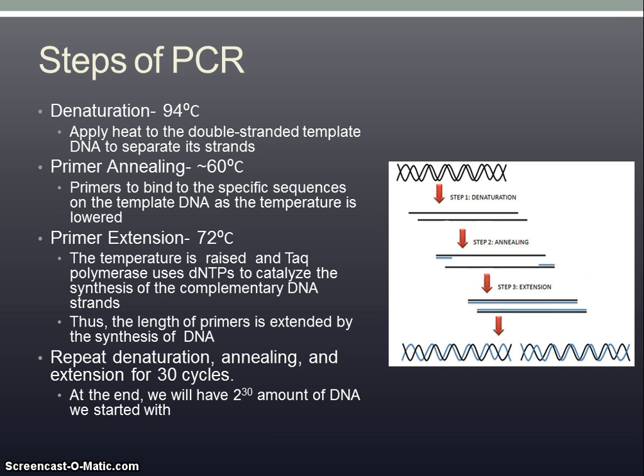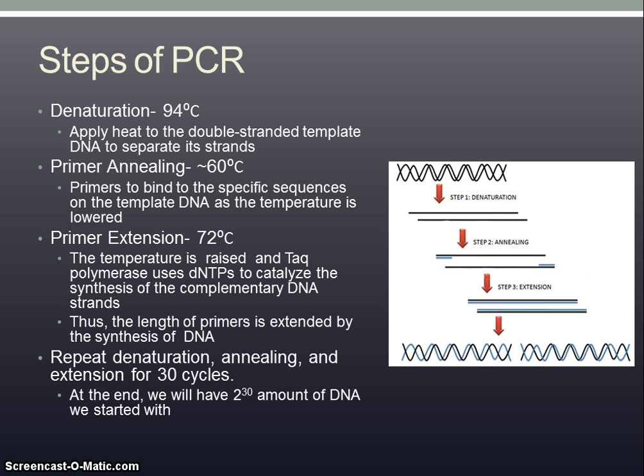The first of which is called denaturation, and this occurs at a temperature of around 94 degrees Celsius. In this step, we apply heat to the double-stranded template DNA in order to separate its strands.